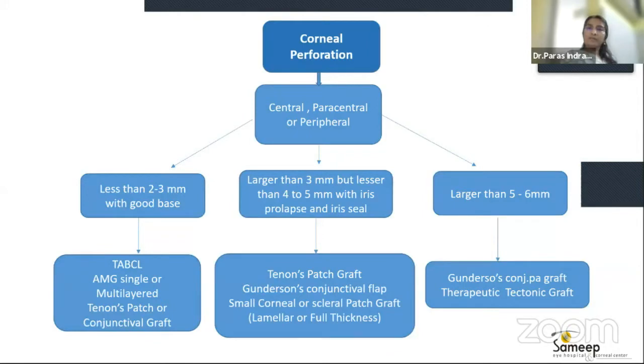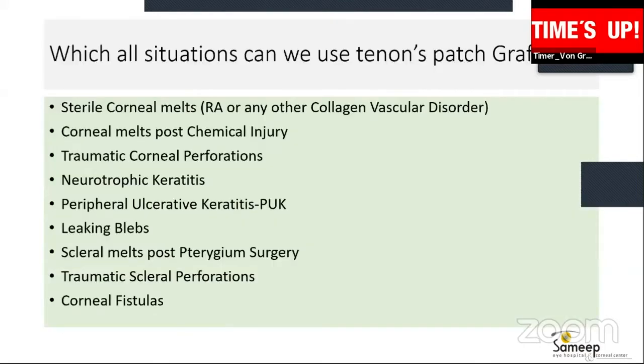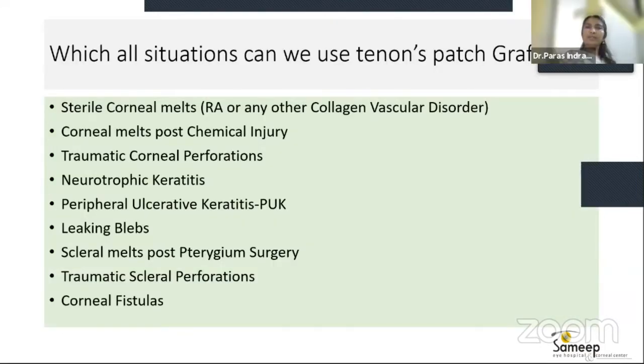This is an algorithm for tackling corneal perforation. You can divide it into central or paracentral or peripheral perforations. If it is less than 3 millimeter, one can go ahead with synthetic tissue. If it is more than 3 millimeter, lesser than 4 to 5 millimeter, maybe with an iris prolapse or an iris seal, a tenons patch graft can work.